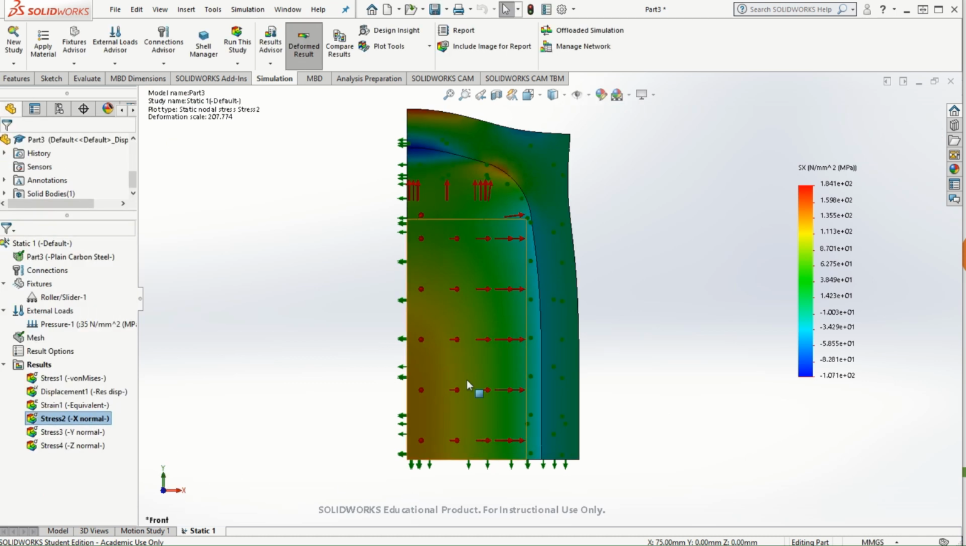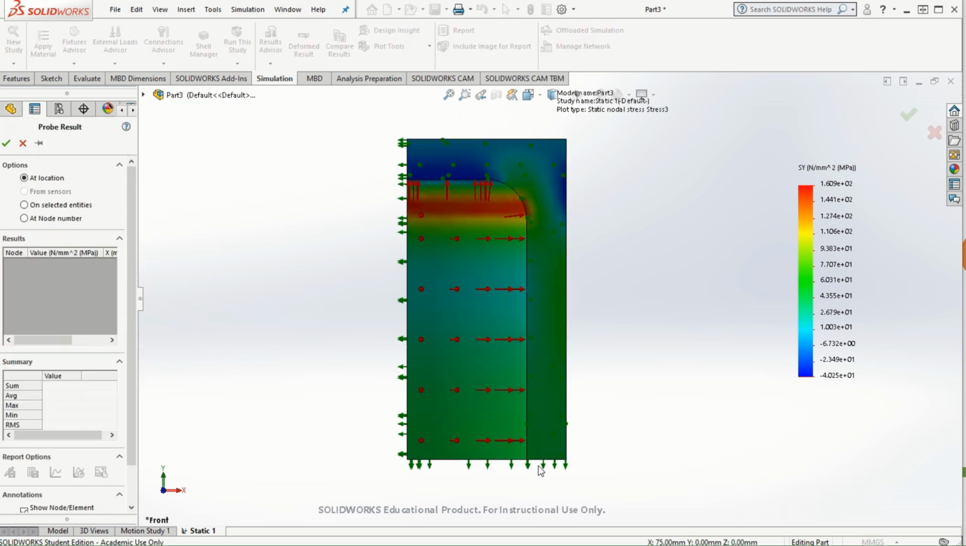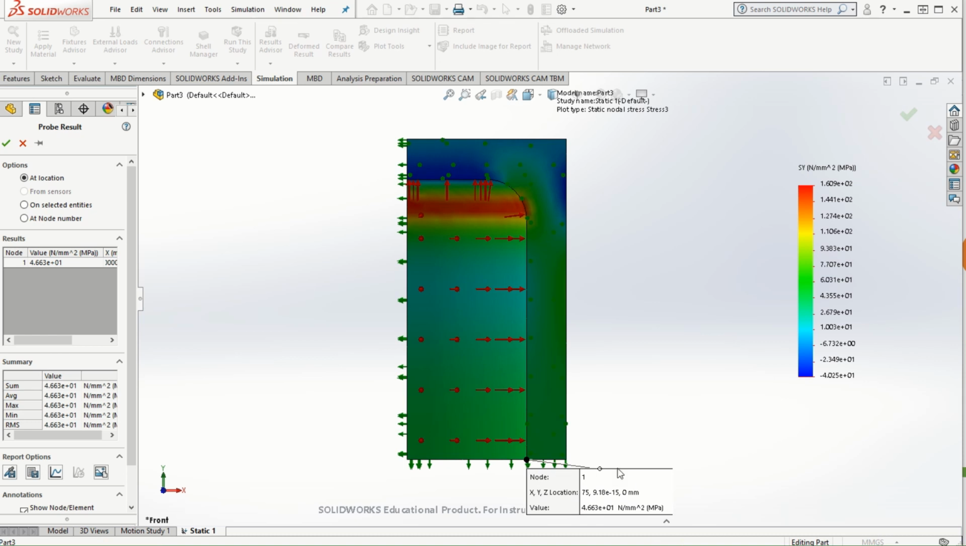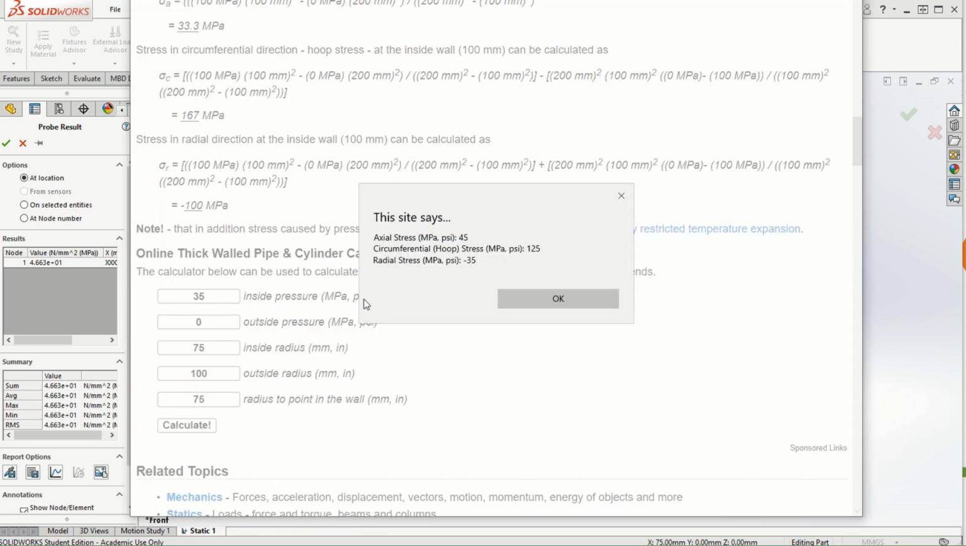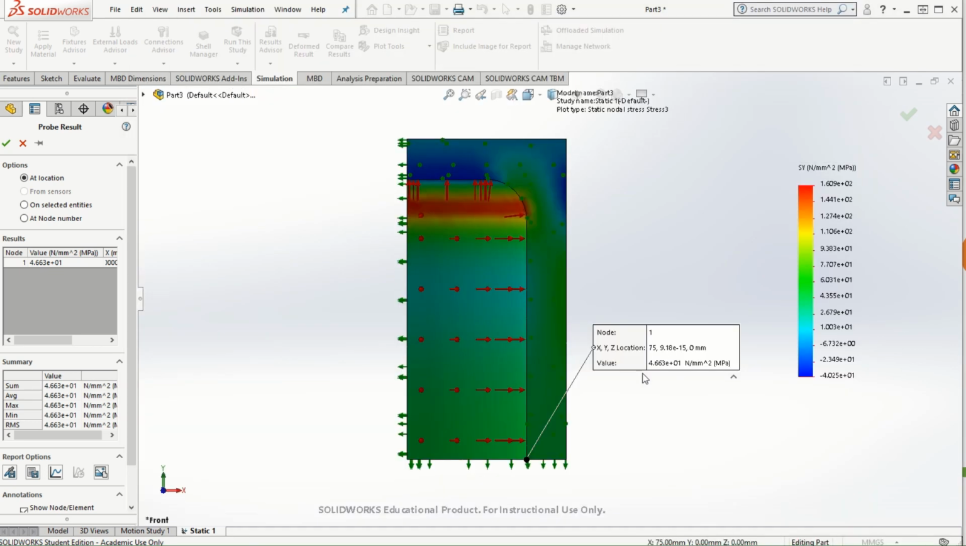Along the y-axis, as you can see, if we want to find out, that's basically the axial stress. So I'm going to double click on the y-axis, and then again, if I probe it and take a look at the value for the axial stress, which is 46.6 megapascal, and again let's go back to verify this value. So the axial stress is about 45 megapascal, and again that compares really well with the 46.6 megapascal, the value that we obtained.